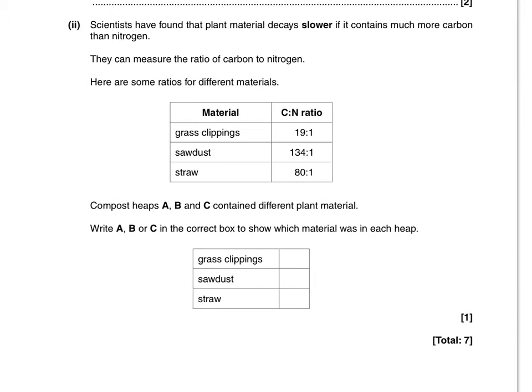Scientists have found the plant material decays slower if it contains much more carbon than nitrogen. They can measure the ratio of carbon to nitrogen. Here are some of the ratios. Now it's asking us, compost heaps A, B, and C contain different plant materials, and we've got to work out which one's which. If you look at the carbon to nitrogen ratios, you can see that the grass clipping has got the closest carbon to nitrogen ratio, so it'll be the quickest, with A. Sawdust has got the biggest difference, so that's going to be the slowest, with C. And then straw is in the middle, so that's going to be B. And that's another mark.